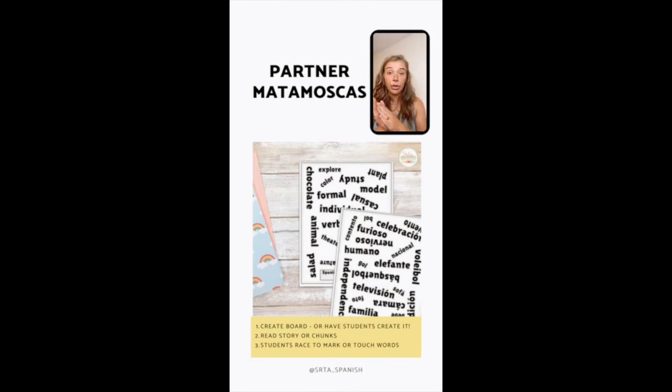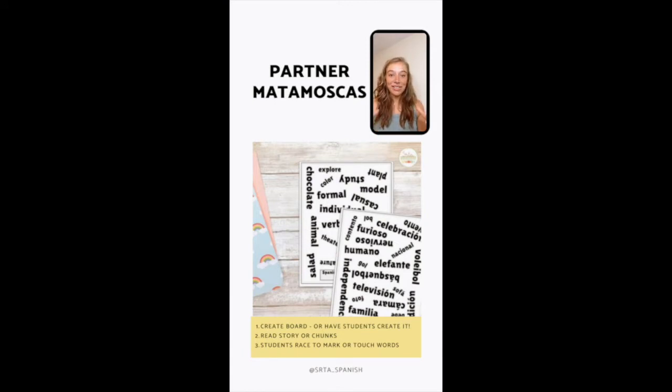So you either make the board and it's just a bunch of words scattered, or you could even have students make the board by telling them what words to put on there and just having them randomly place them. The trick about having students make the board is that if you're having them write, they need to write legibly, so you just make a big deal about that.